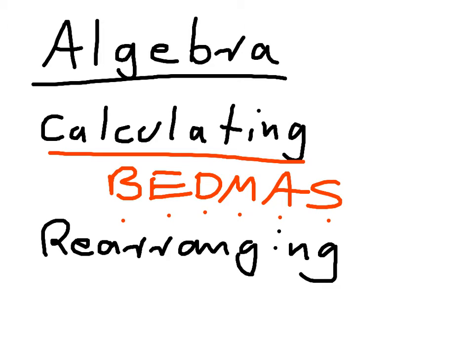It doesn't really matter if you're doing division or multiplication first, and it doesn't really matter if you're doing addition or subtraction. But you always have to do brackets first, you always have to do exponents second, then D or M third, A or S.